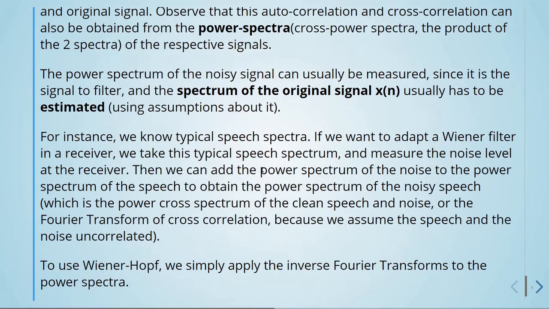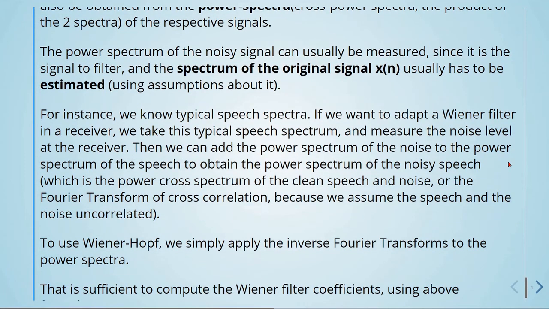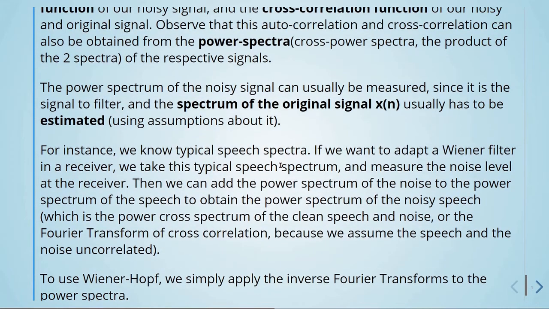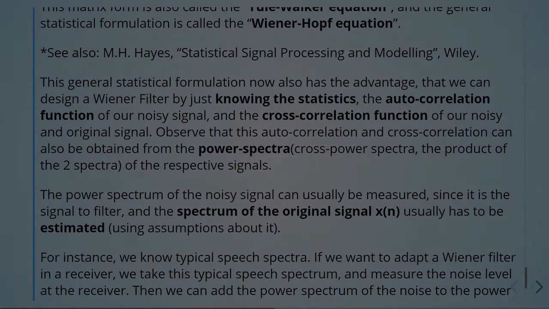Then we can add the power spectrum of the noise to the power spectrum of the speech to obtain the power spectrum of the noisy speech, which is the power cross spectrum of the clean speech and noise, or the Fourier transform of the cross correlation, because we assume that speech and the noise are uncorrelated. To use this Wiener-Hopf, we simply apply the inverse Fourier transform to the power spectrum, and that is sufficient to compute the Wiener filter coefficients using the above formulations.